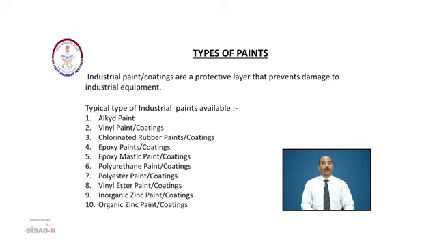Industrial paints or coatings are a protective layer that prevents damage to industrial equipment. This enhancement adds value far beyond the cost of buying or applying the paint or coating. Typical types of industrial paints available in the market are alkyd paint, vinyl paints, chlorinated rubber paints, epoxy mastic paints, polyurethane paints, polyester paints, vinyl ester paints, inorganic zinc paint and organic zinc paint.